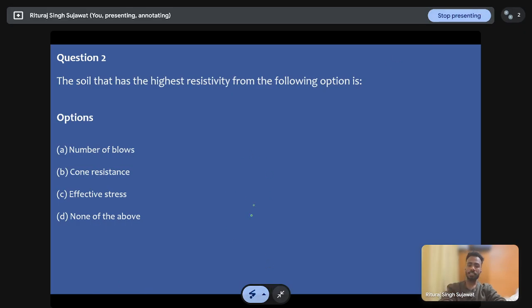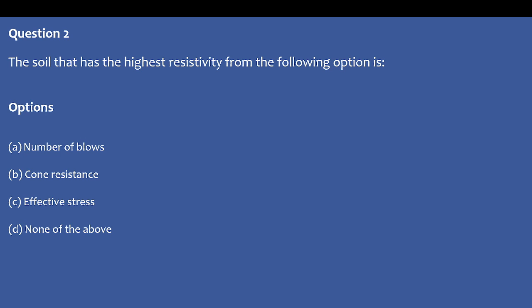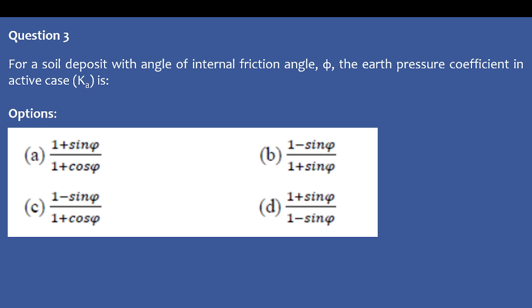So let's check the answer for this. The soil that has the highest resistivity from the following options is option B, cone resistance. Let's move to question number three.